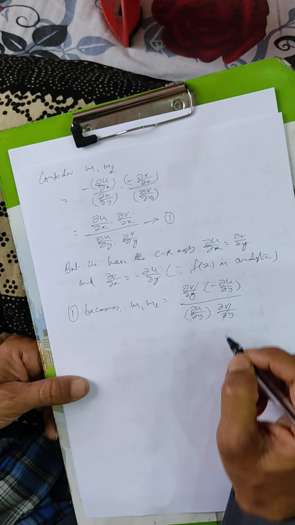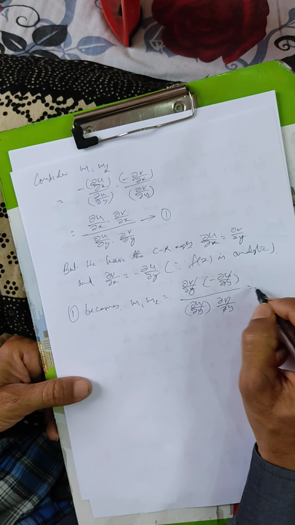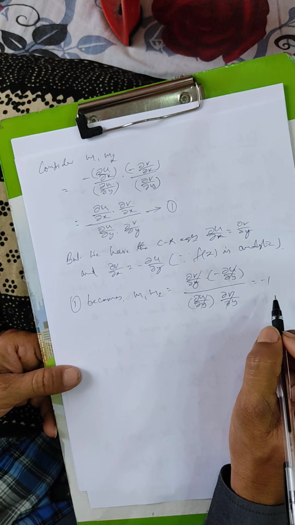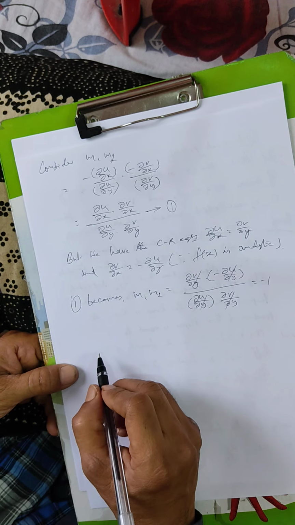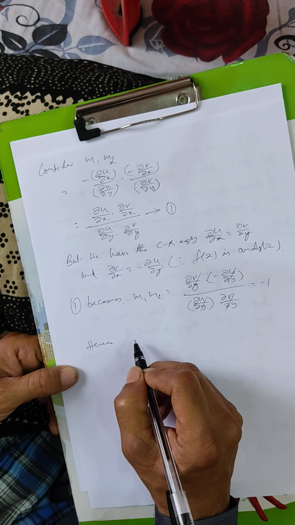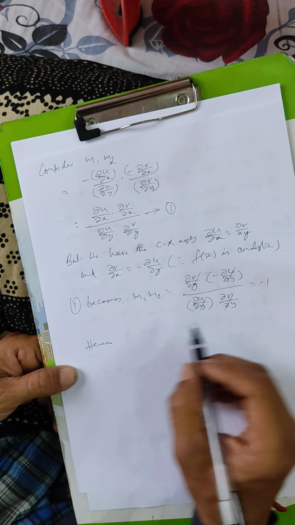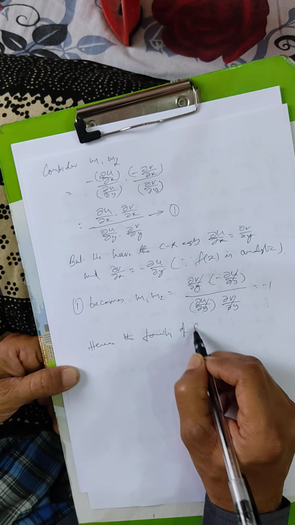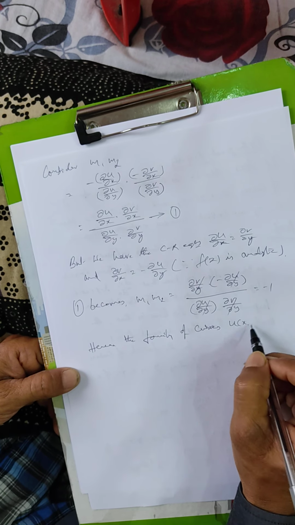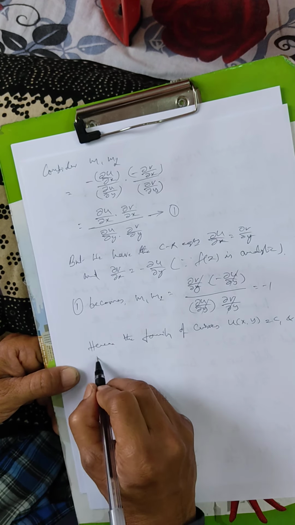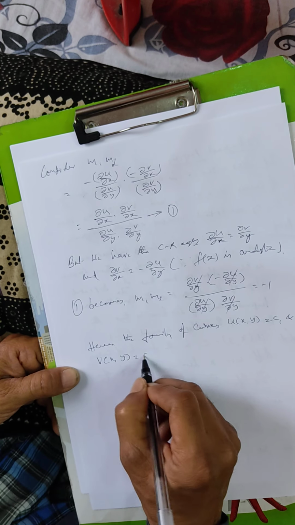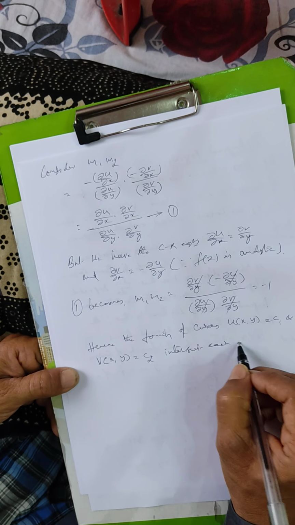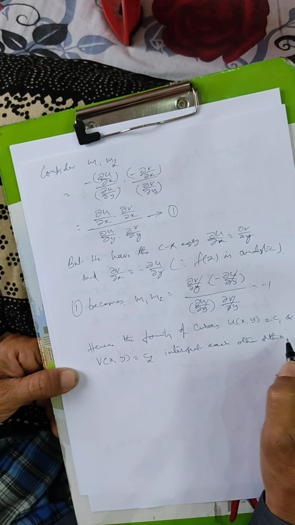So ∂v/∂y and ∂u/∂y get cancelled, which is equal to -1. So I got m1 into m2 is equal to -1. So hence the family of curves u(x,y) = c1 and v(x,y) = c2 intersect each other orthogonally.